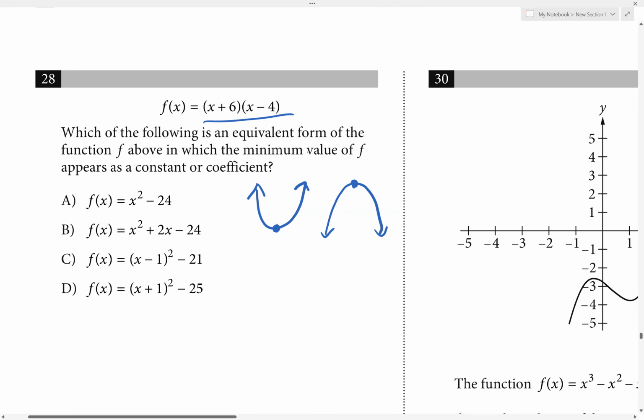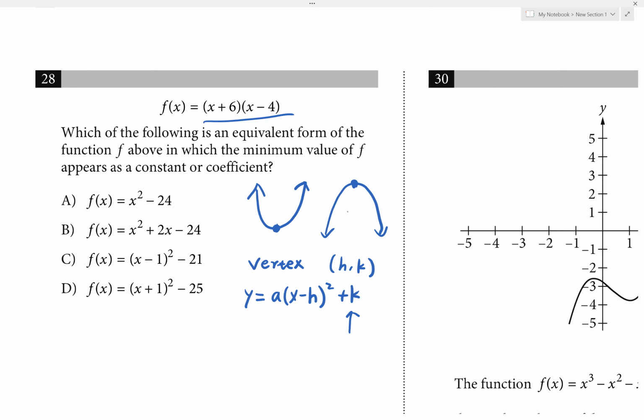So pretty much in this question, we're looking for the vertex. It should be in vertex form so that we can tell what the vertex is. The vertex form will be y equal to a times x minus h squared plus k, where h comma k is the vertex of the parabola. So we have to have a number in the end, plus k. The k value is actually the minimum or the maximum.